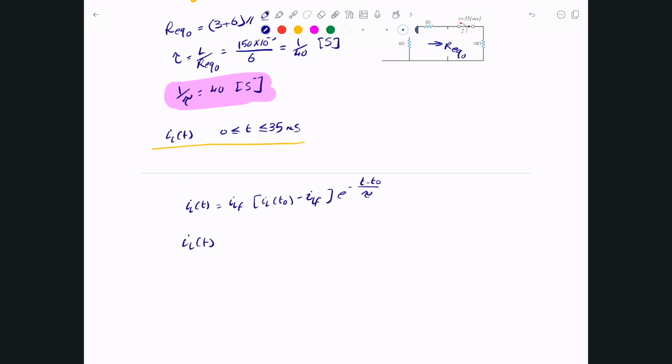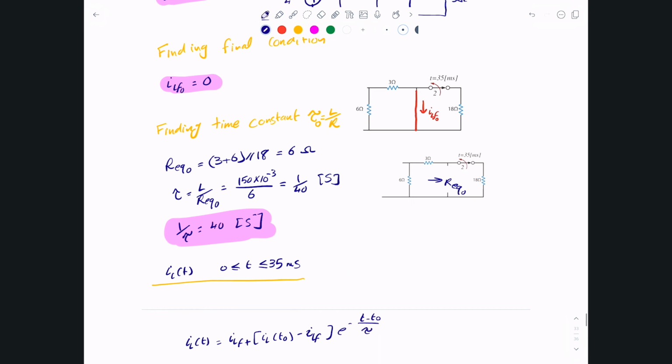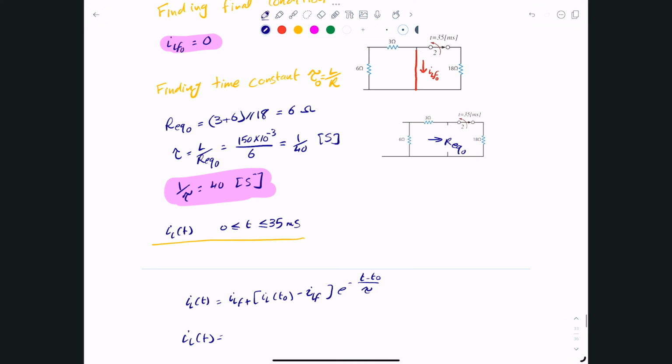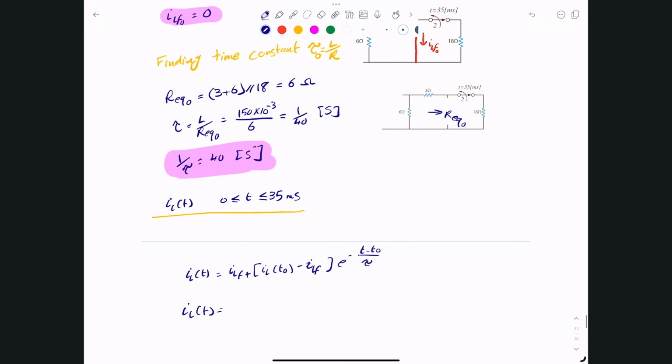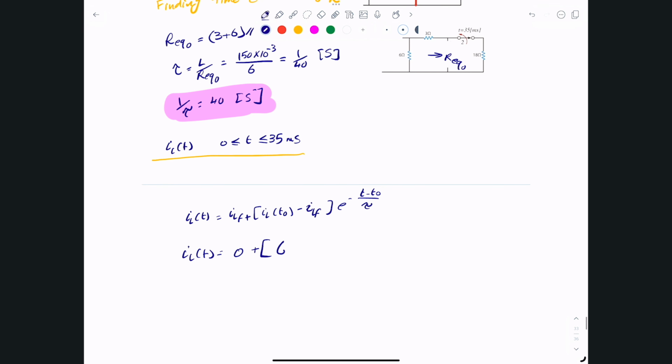IL of t is just simply IL final. I think this here should be positive. I didn't put positive in here. There should be positive. Okay, so put ILF positive in here, and that will become, well, what's the final here? Well, the final in this particular case is 0 plus what's the initial? The initial is at 0 at this point, which is 6 amps, minus 0, e to the negative t.